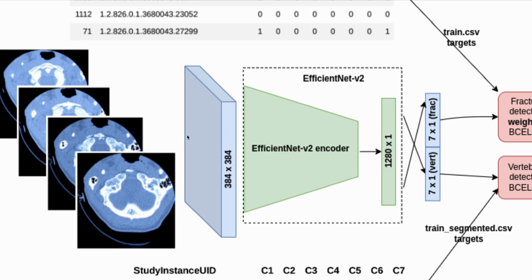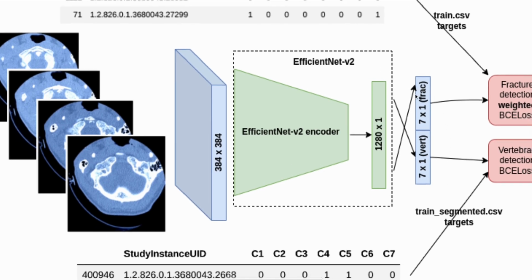So now we give the segmentation mask to the encoder, and now it'll know that once this is fed to it, it'll be a part of C2 for now. And the fracture part, or the frac part, basically detects whether there is a fracture or not.